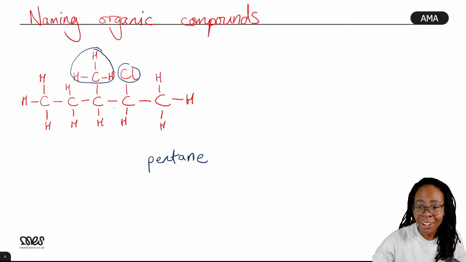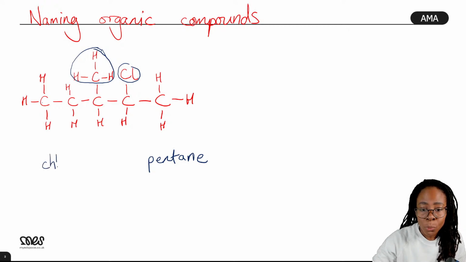Lovely, A, chloromethyl, because we need to put our branches, so our substituents, in alphabetical order.